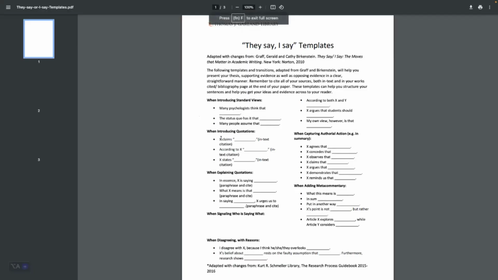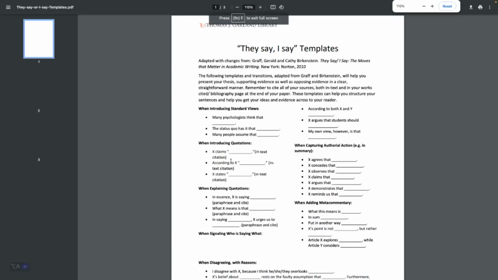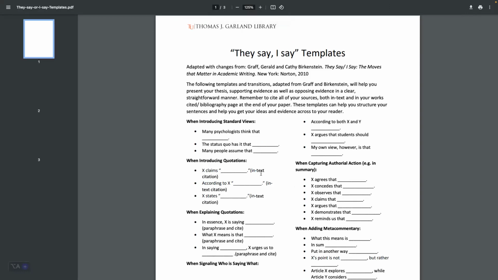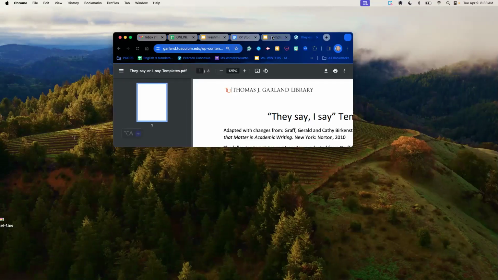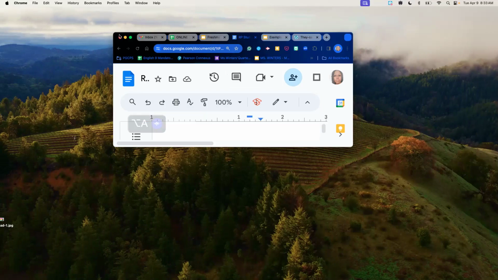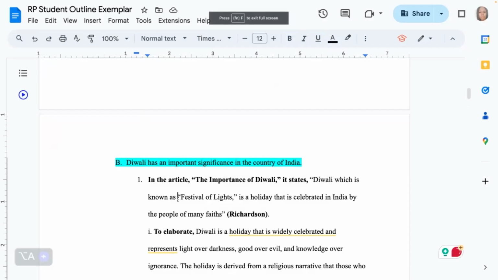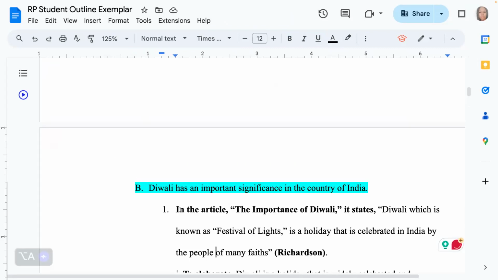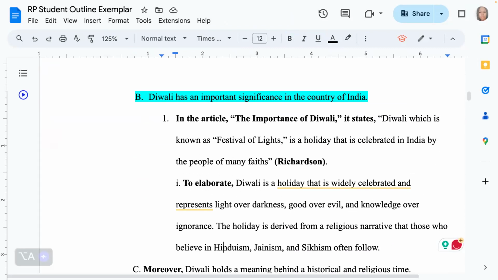When you come here, if you need assistance, here are actual stems to help introduce your quotes or explanations. And I tried to embolden the ones that she used within her actual outline. All right. So moving forward, in the article of Diwali, it states, okay, that is her introductory stem, comma, quote, Diwali is known as Festival of Lights. It's a holiday that is celebrated in India by the many people of many faiths.